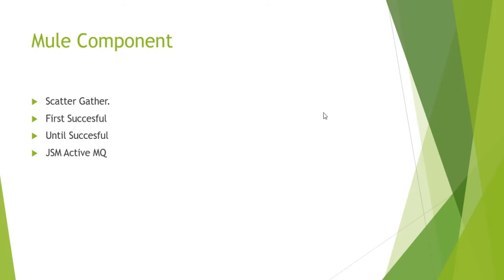Then we have the first successful component, which we'll use and implement. Then we have until successful, and then we'll implement the JMS connector. We'll create an account on ActiveMQ, set up ActiveMQ on our local system, and use the JMS connector.